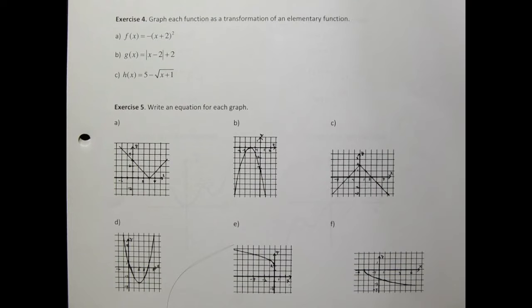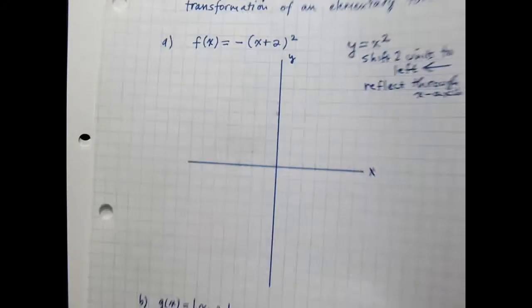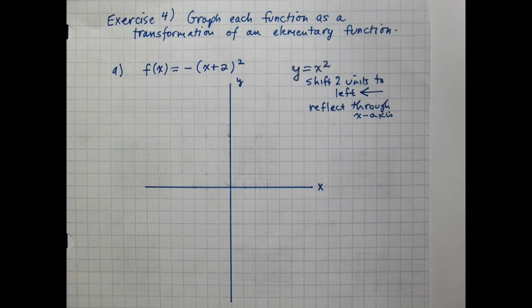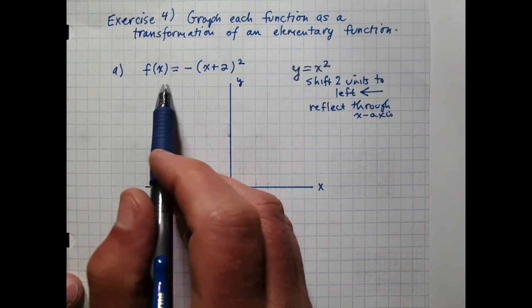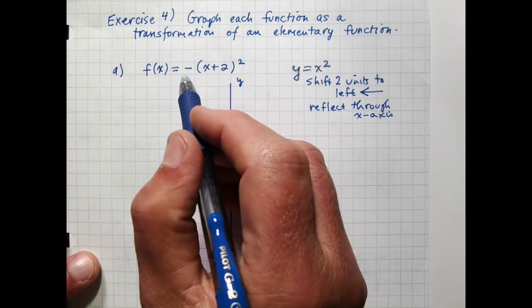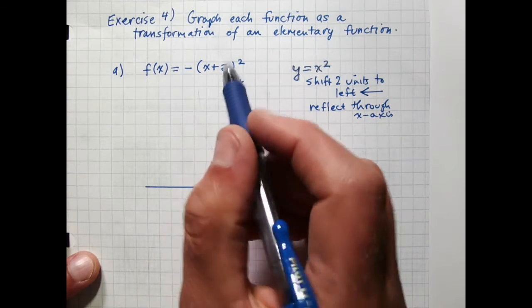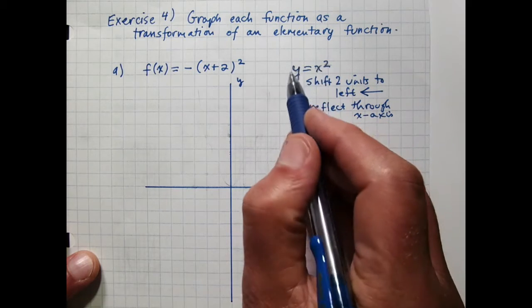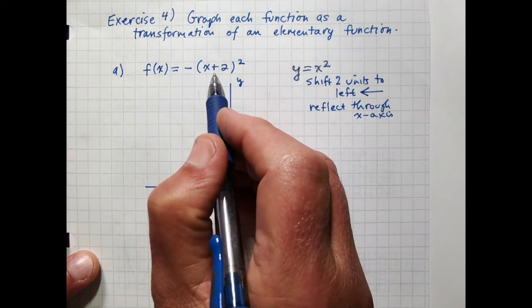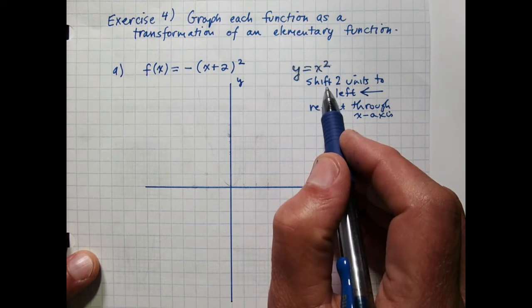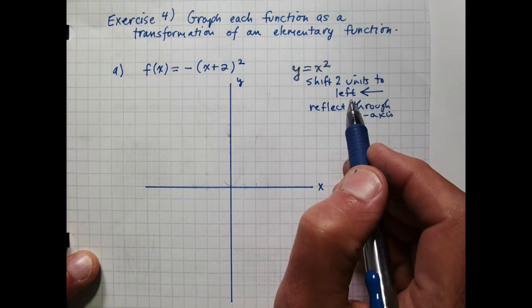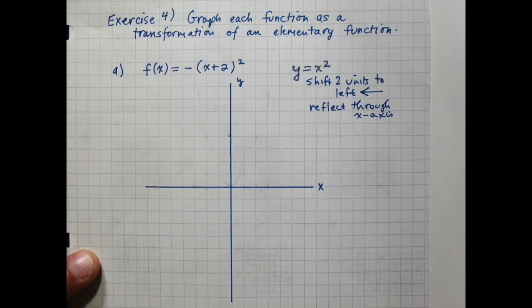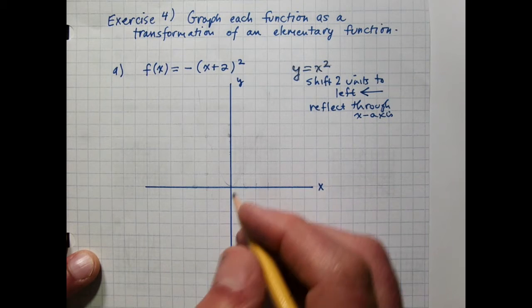So let's start with exercise 4. It's 3 parts, and here's the exercise written out by hand. On part A, what I see is minus x plus 2 in parentheses squared. I realize right off the bat that this is a transformation of y equals x squared. Because I see the plus 2 inside parentheses, I should shift 2 units to the left. And the minus sign out in front is telling me that I should reflect through the x-axis. So let's see if we can get a graph for this.